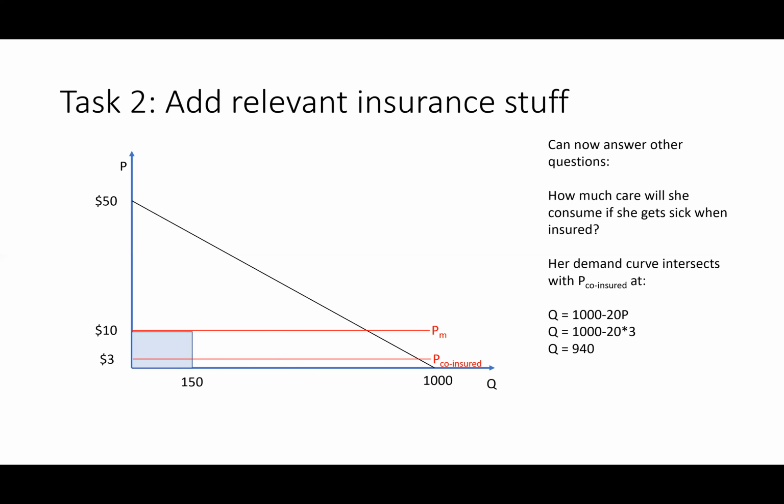The fact that 940 is larger than the amount that she consumed when uninsured, 800, should be fairly intuitive. When you have insurance, you consume more care. So if you are doing a problem like this and you find that the amount they consume when insured is smaller than when uninsured, you know that you've probably made an error somewhere. So this is just a useful kind of face validity check.